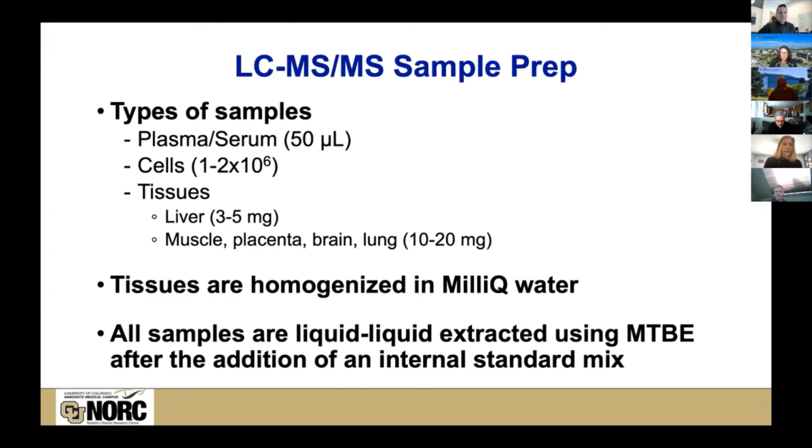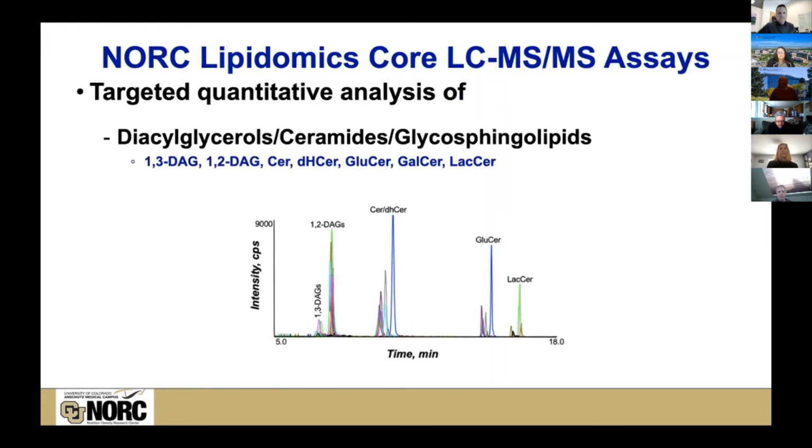And then we've looked at quite a few tissues. Muscle, placenta, brain, and lung, we need about 10 to 20 milligrams of tissue, and liver is such a high lipid containing tissue that we only need about 3 to 5 milligrams. So we take your samples and we homogenize them, and then they're liquid extracted after adding an internal standard. And so now I'll just go through the different types of assays that we have in the core.